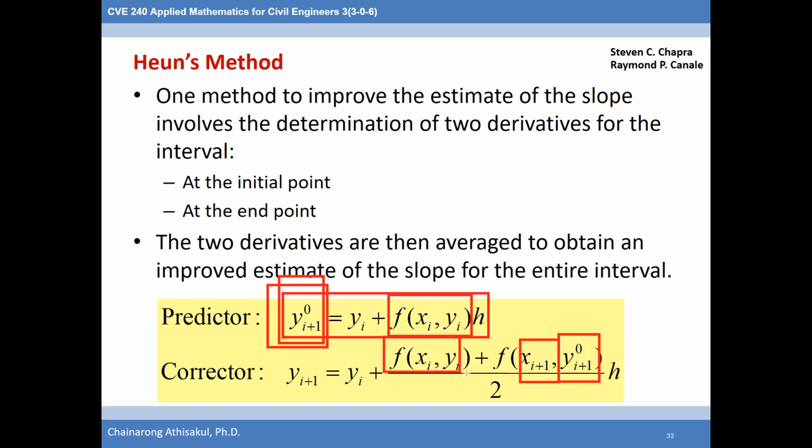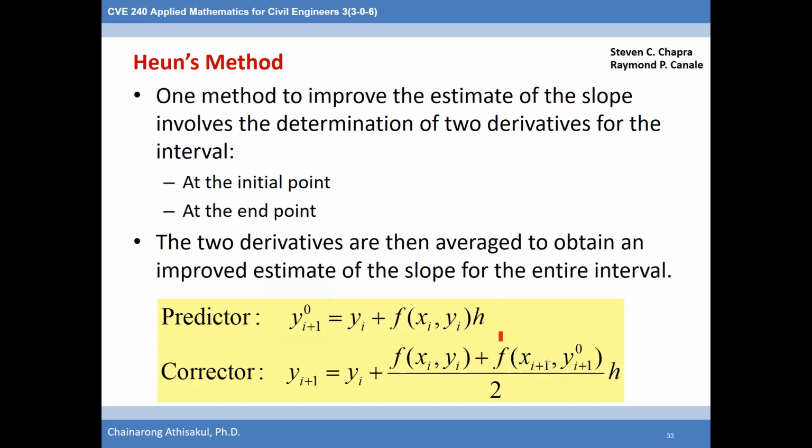So now we have two slopes. The first is the slope at the initial point, which we call the initial slope. The second is the end slope, because it is the slope at the endpoint. So the idea of Heun's method is to apply the initial slope and the end slope, and after that we determine the average of them, which we call the average slope. This is the idea of Heun's method.